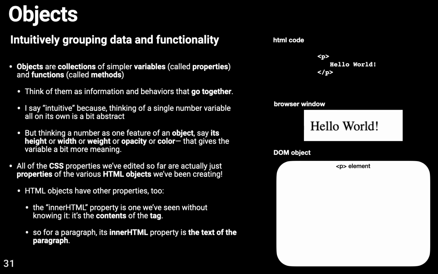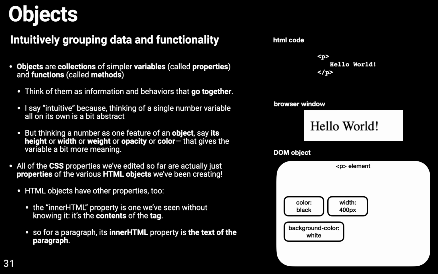Over here on the right side, we see, here's the HTML code. Hey, create this paragraph called Hello World. And in the browser window, we see Hello World. Great. The DOM object that it creates, right? It's a P element. It has the color property black by default. Its width is, in this case, 400 pixels by default. Its background color is white. Its height is 250. Its inner HTML is the string Hello World.